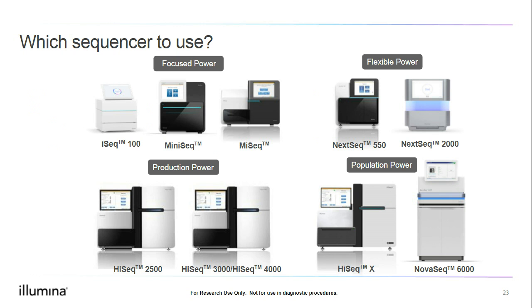Which sequencer to use? Illumina offers many sequencers based on the type of sequencing performed and data needs. Amplicon libraries are often sequenced on the benchtop sequencers, which are shown in the top row of the slide here. So that's the iSeq, MiniSeq, MiSeq, and NextSeq. The higher output sequencers on the bottom row are compatible with amplicon sequencing. They're often not appropriate as they give more data than is typically needed for most amplicon applications.